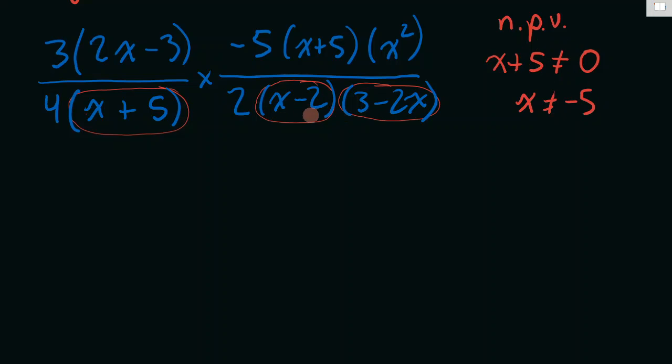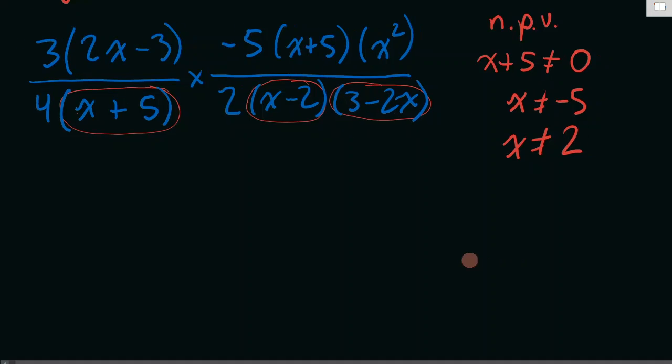So let's look at the next binomial, see how that works. We have x minus 2 not equal to 0. With this negative 2 on the left, the negative 2 would become a positive 2 on the right. So x can't be negative 5, x can't be positive 2.